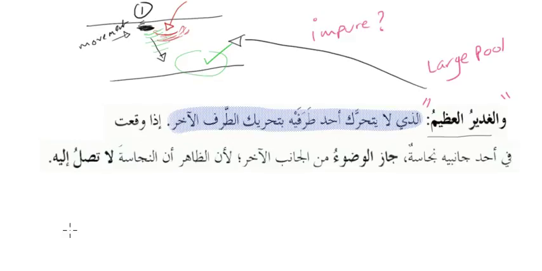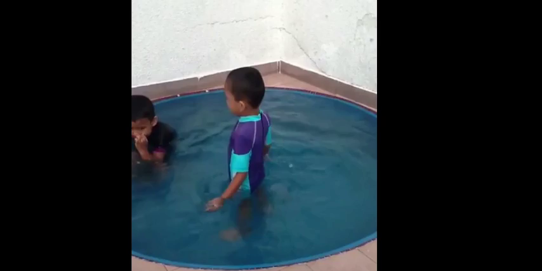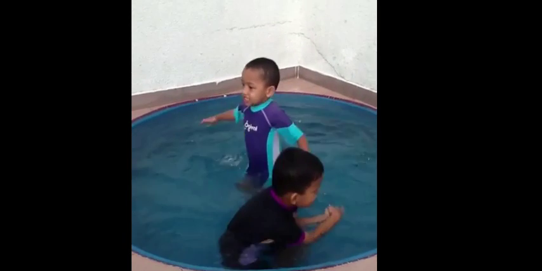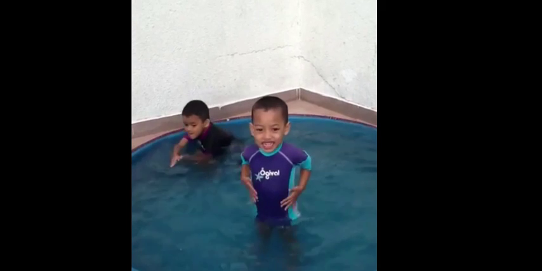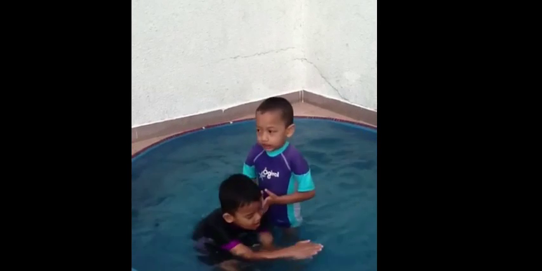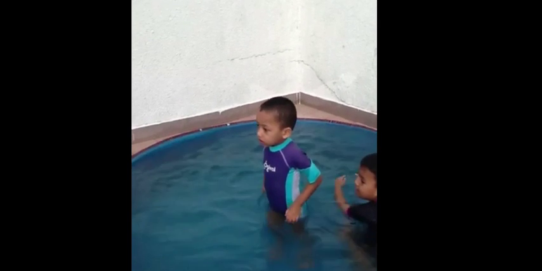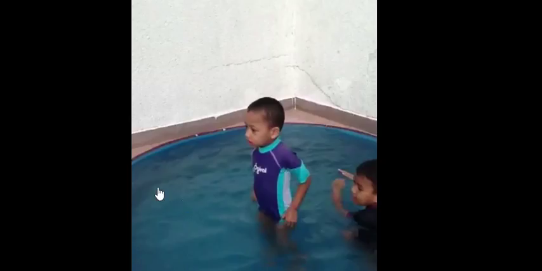Now I found a few clips that can show you exactly what a large pool is and what a small pool is. Here you can see little kids playing in the pool, and as they move around, the ripples go everywhere. So if impurity were to fall in this area of the pool, you would not be able to perform wudu from the other side, simply because the impurity would be able to reach there.